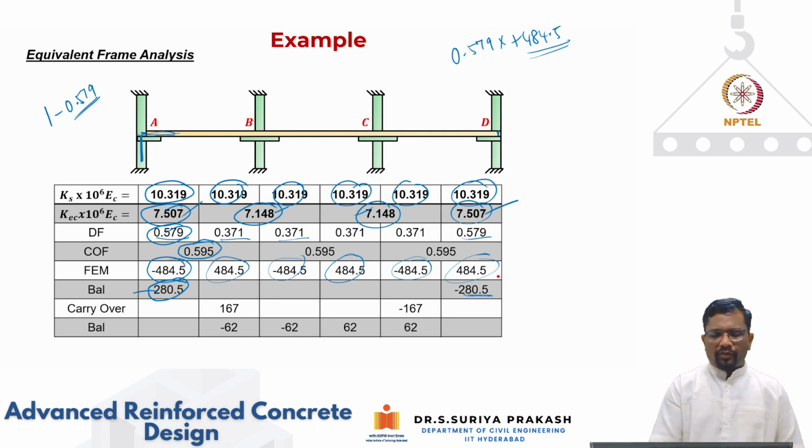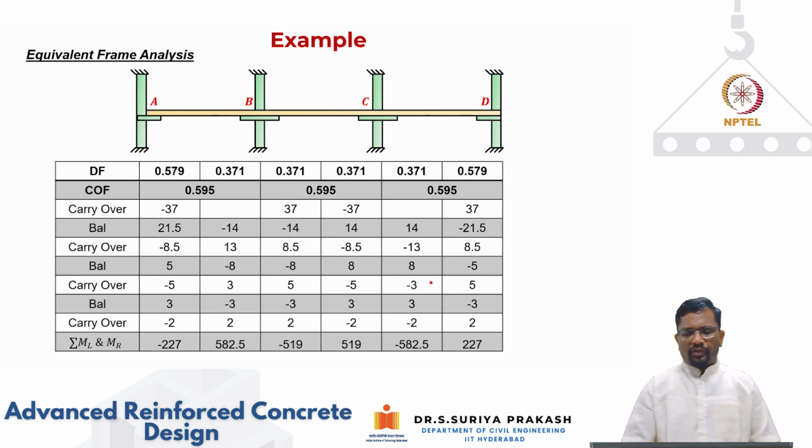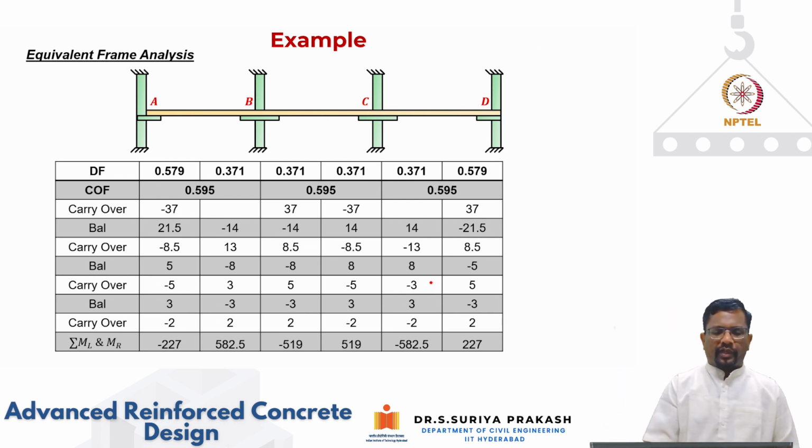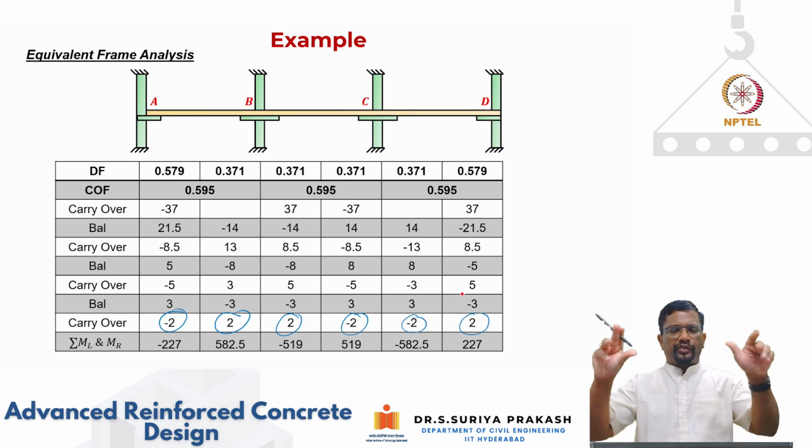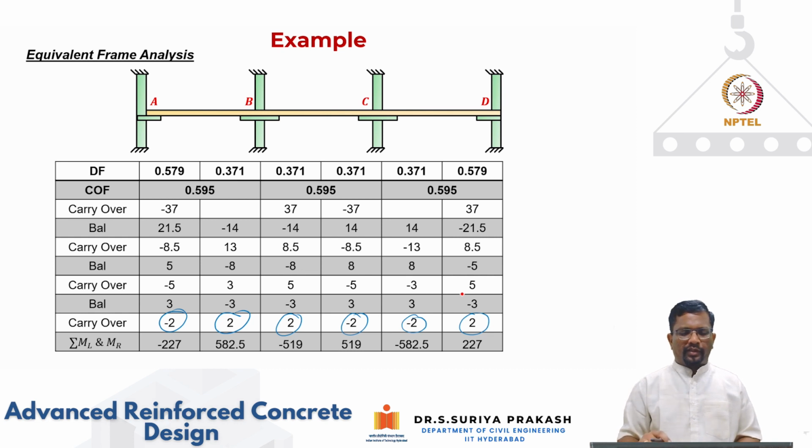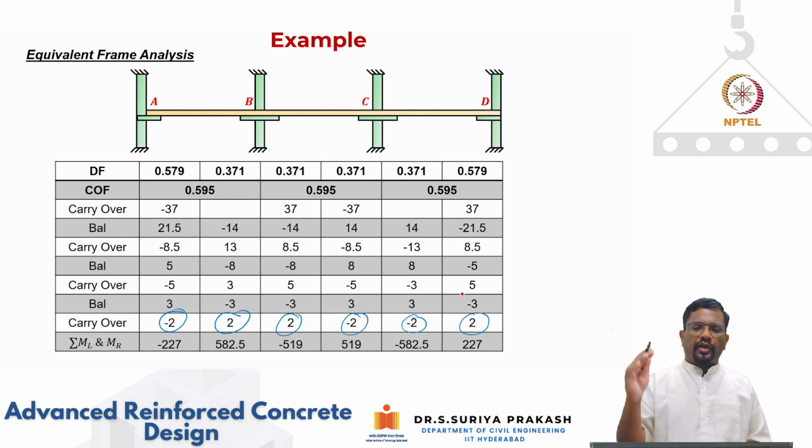Then what you do? You go ahead and carry over this to the far end, and then you keep repeating this exercise. So when do you stop this exercise? When your carryover moments are going to be very, very small. Okay. Here we are talking in the range of 2 kilonewton meters. So we say that we have sufficiently balanced, and the carryover value is becoming very, very small. So the joints have kind of reached their final position.